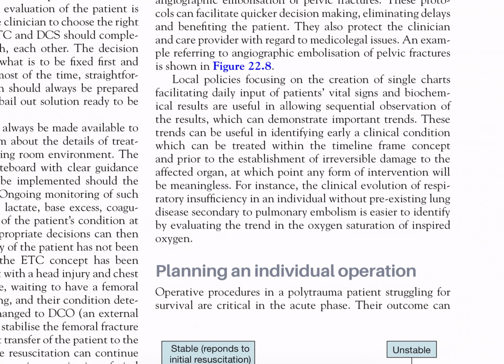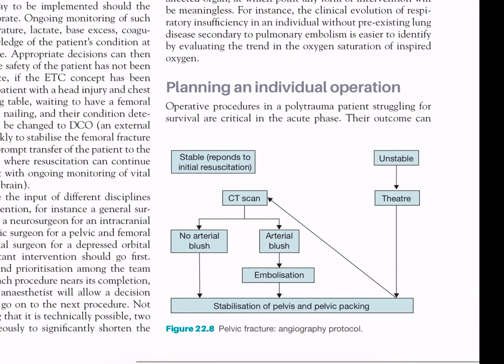Local policies focusing on the creation of single charts facilitating daily input of patients' vital signs and biochemical results are useful in allowing sequential observation of the results, which can demonstrate more important trends. These trends can be useful in identifying early clinical conditions which can be treated within the time frame concept and prior to the establishment of irreversible damage to the affected organ, at which point any form of intervention will be meaningless. For instance, the clinical evaluation of respiratory insufficiency in an individual without pre-existing lung disease secondary to pulmonary embolism is easier to identify by evaluating the trend in the oxygen saturation of inspired oxygen.